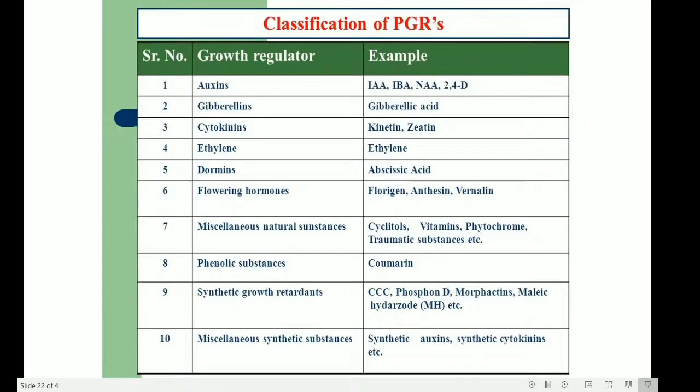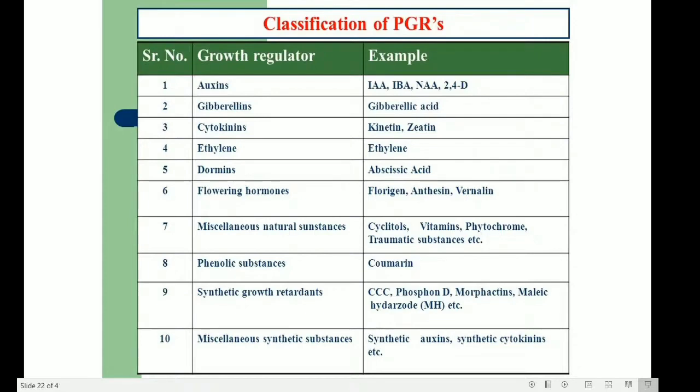anthesin and vernalin. Then miscellaneous natural substances are cyclitols, vitamins, phytochromes and chromatic substances. Then phenolic substances, coumarin is a phenolic substance. Then synthetic plant growth retardants are maleic hydrazide, morphactin and phosphon. These are some of the synthetic growth retardants. Then miscellaneous synthetic substances are synthetic auxins and synthetic cytokinins. These are all the types and classification of plant growth hormones.